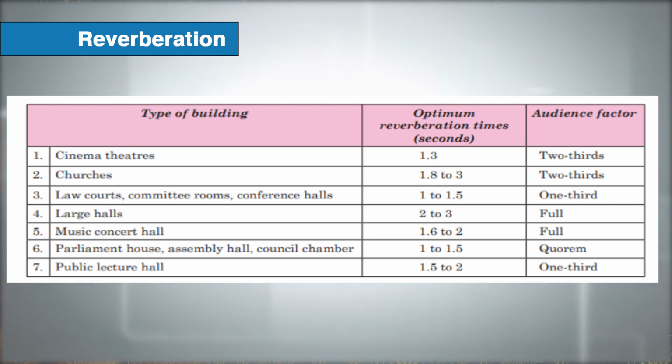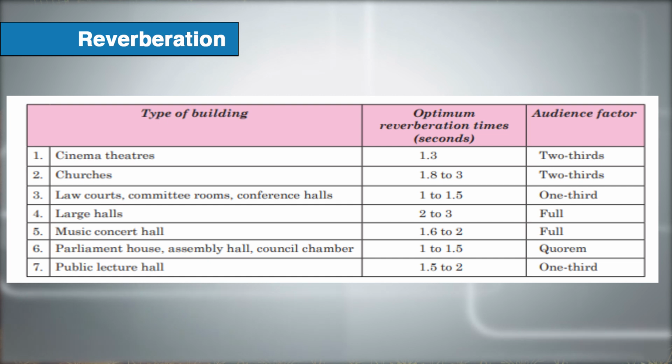is 1/3. So the audience factor mentioned in the context of optimal reverberation times refers to the proportion of the room's seating capacity that is expected to be occupied during use, which impacts the acoustical characteristics of the space. Different types of rooms and events have varying ideal occupancy rates for optimal sound quality.